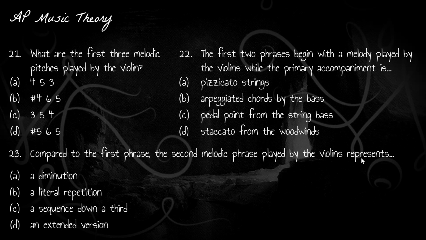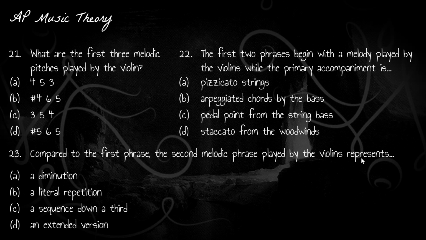Questions 21 to 25 are based on 2 short excerpts from a movement of a symphony from the classical period. We will first listen to the first excerpt and then go on to the last 2 questions for the second excerpt. Let's read through the questions. 21. What are the first 3 melodic pitches played by the violins? Is it scale degrees 4, 5, 3, a sharp 4, 6, 5, 3, 5, 4, a sharp 5, 6, 5?